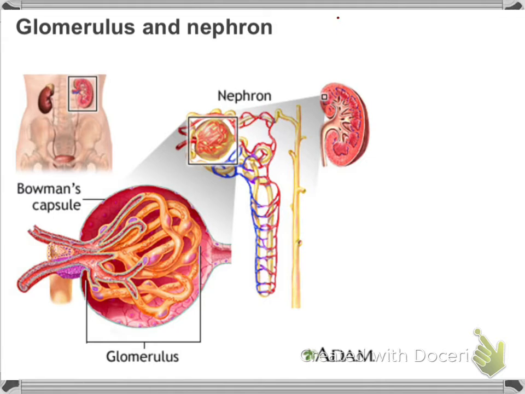And remember, your urethra is shorter in females and longer in males, hence the reason why when you're putting in a Foley catheter on males, you seem to forever push it in. And so we've got the glomerulus and the nephron here, and that is where all the magic happens. That is the functioning unit of your kidney.